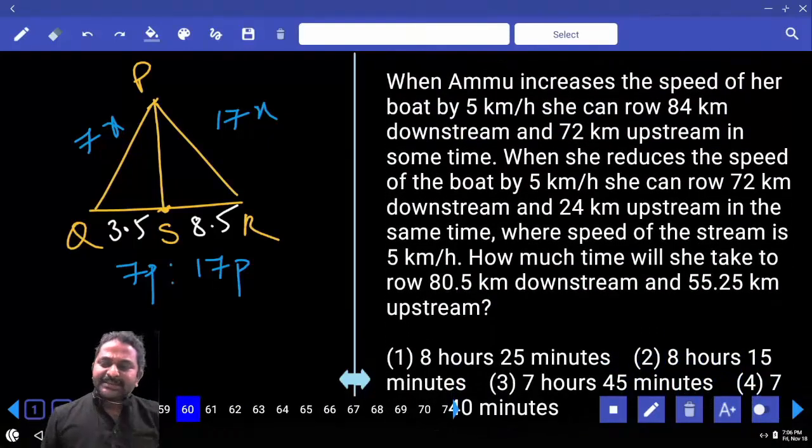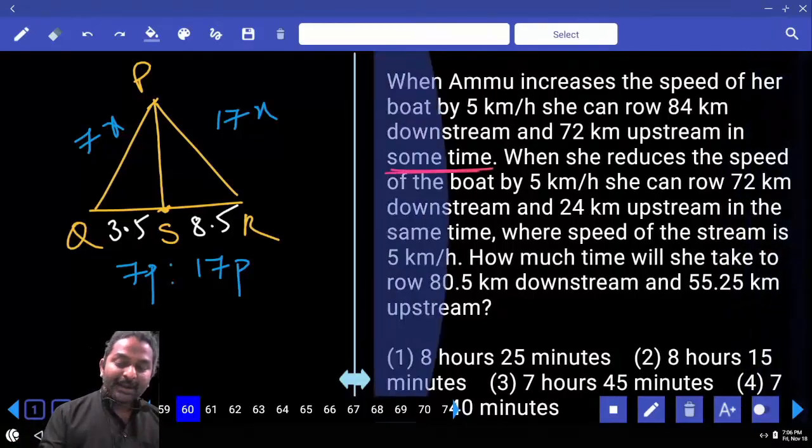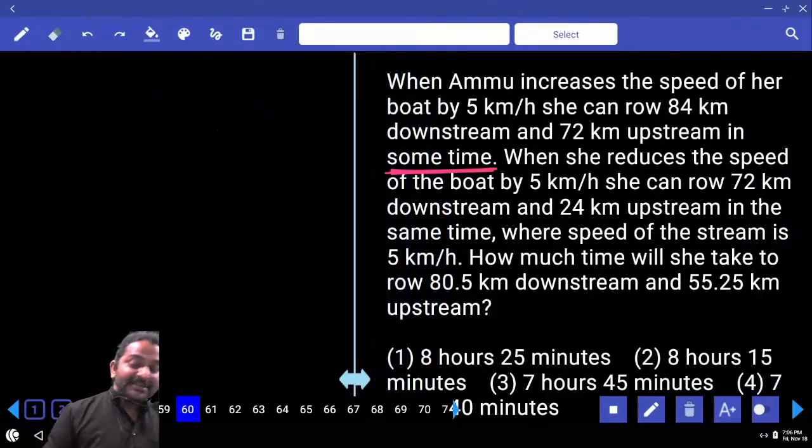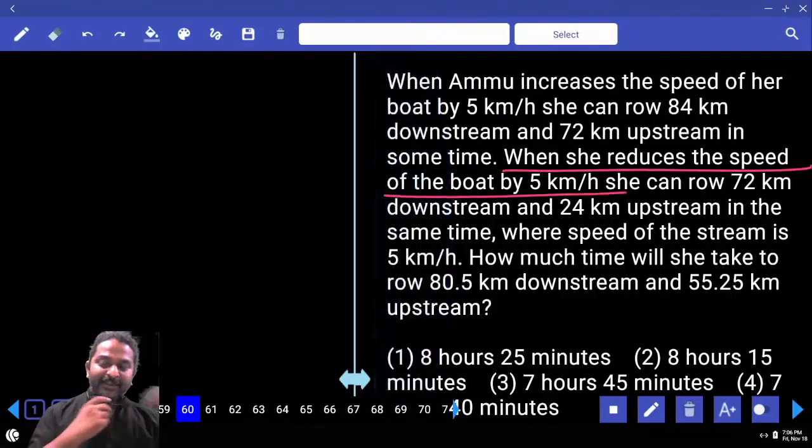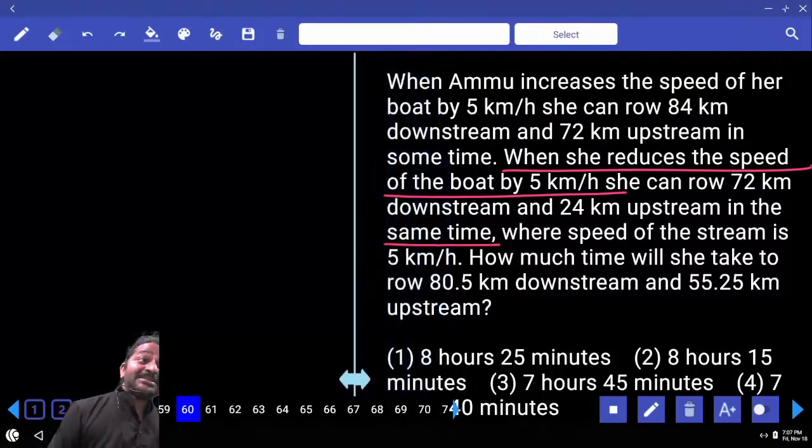When Ammu increases the speed of her boat by 5 km per hour, she can row 84 kilometers downstream and 72 kilometers upstream in some time, and it is not given how much time it is taking. When she reduces the speed of the boat by 5 km per hour, she can row 72 kilometers downstream and 24 kilometers upstream in the same time as it is taking in the first case.